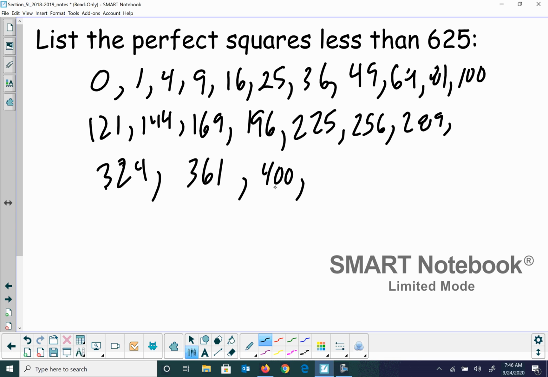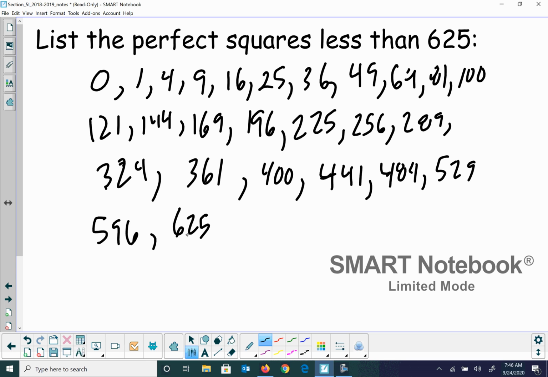21 times 21. 22 times 22. 23 times 23. 24 times 24. And then 25 times 25. So those are our first perfect squares.